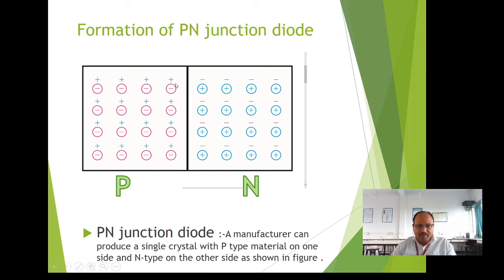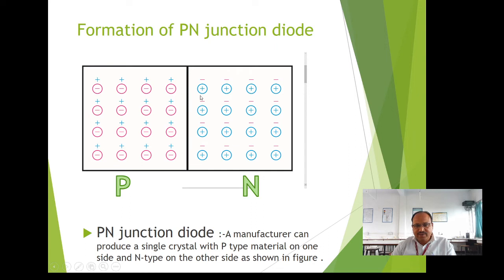So this pair of plus and circled minus indicates a trivalent atom, because p-type is generated by a trivalent atom. This plus indicates a hole with this trivalent atom. So every trivalent atom generates a hole. So these are the holes.